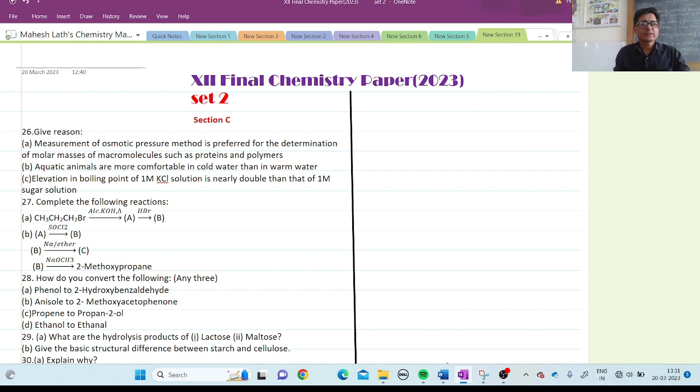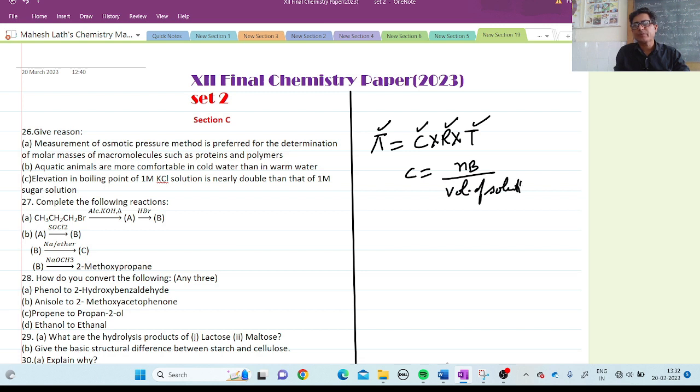Question number 26. Give reason. Measurement of osmotic pressure method is preferred for the determination of molar masses for macromolecules such as proteins and polymers. So the formula is pi equals CRT. Pi is osmotic pressure, C is molarity, R is gas constant, T is temperature in Kelvin. So C is equal to number of moles of solute divided by volume of solution in liters.